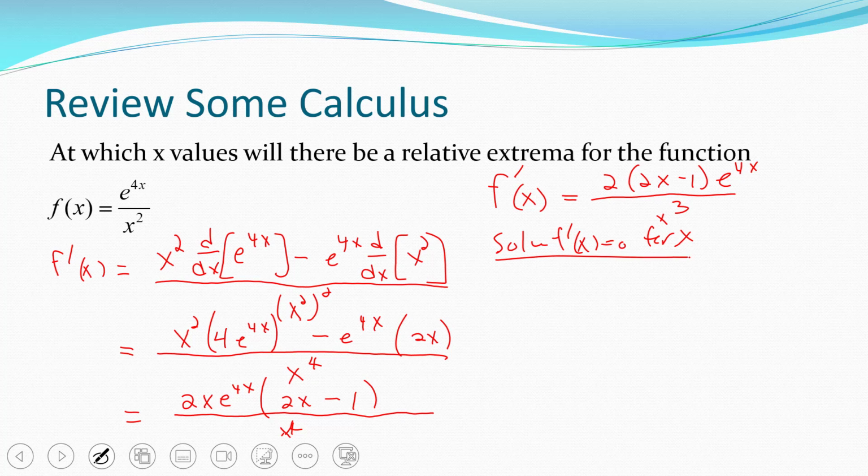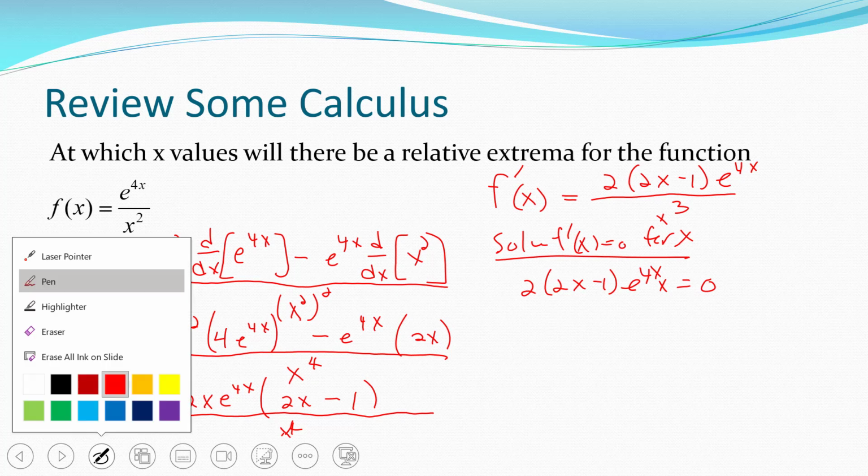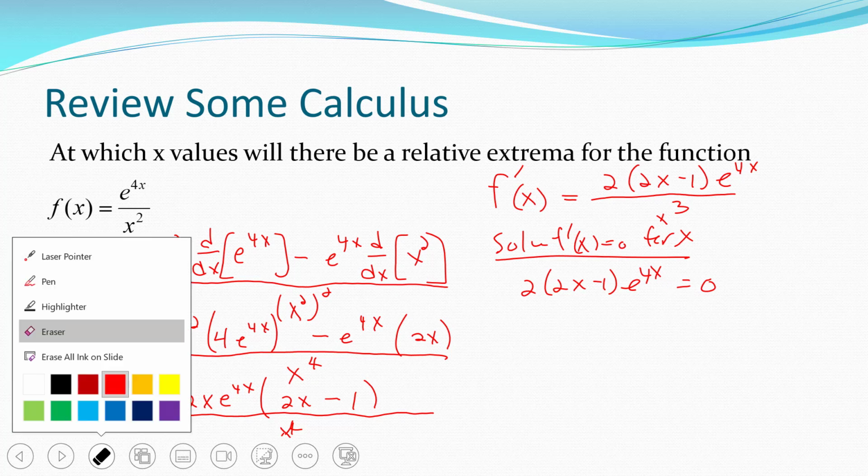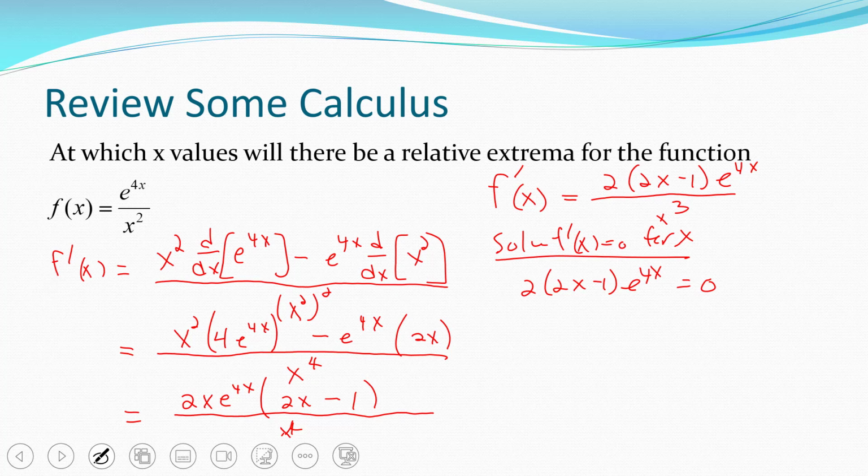So that means 2 times 2x minus 1 times e to the 4x equals 0. Now the only way that product would be 0 is if 2x minus 1 is 0. Because 2 can't be 0. E to the 4x can never be 0. So that gives us our only critical number, a half.